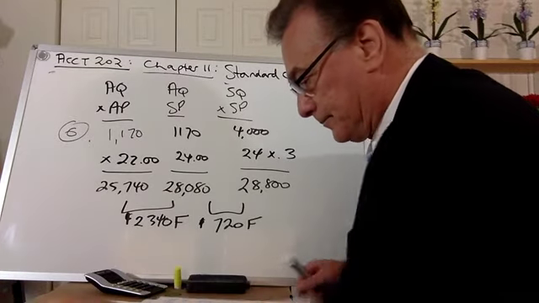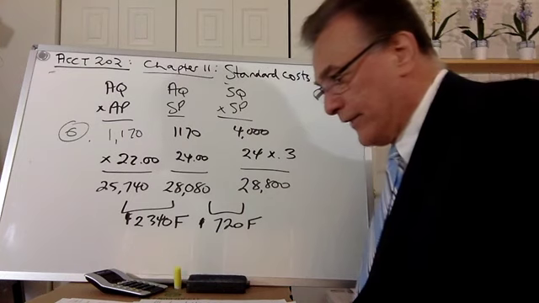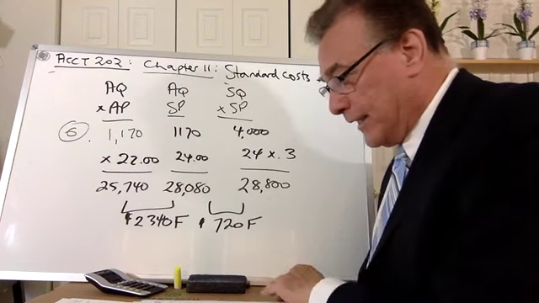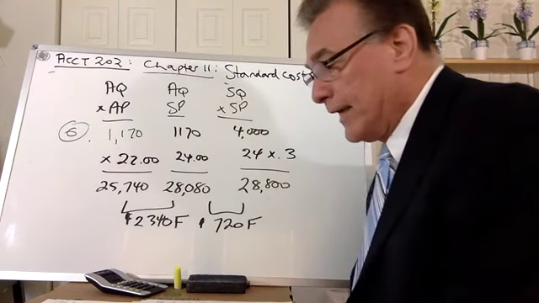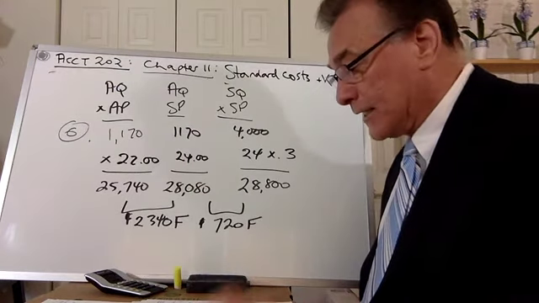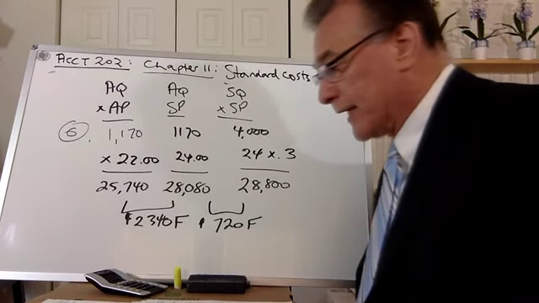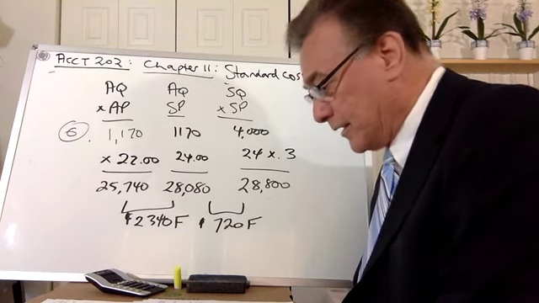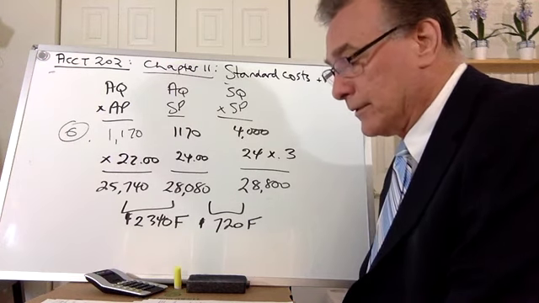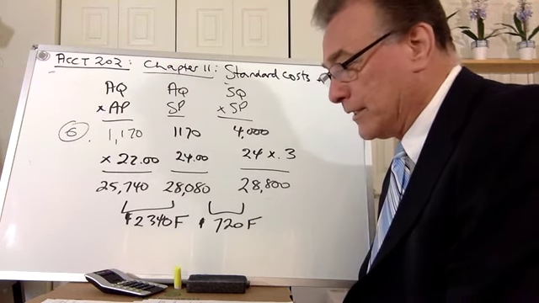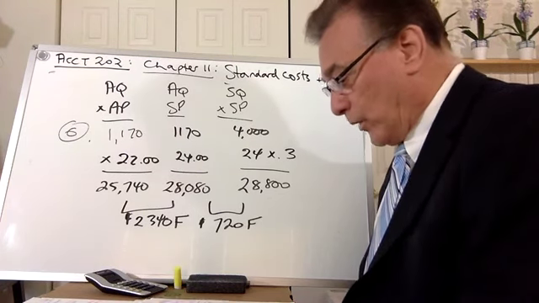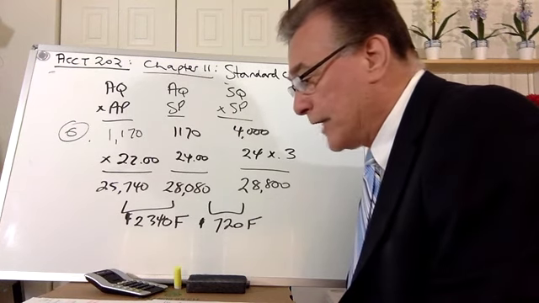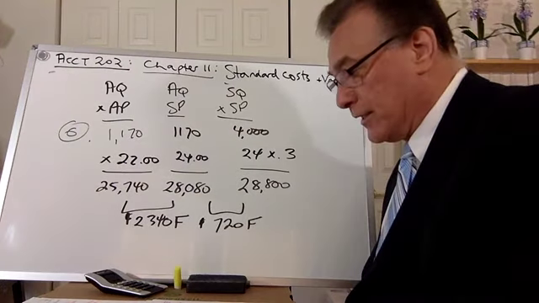Question 7 says, calculate the fixed overhead budget variance. So we're talking about fixed overhead here. Now, fixed overhead stays the same regardless of output. Remember, fixed costs stay the same regardless of output. So with the fixed overhead budget variance, we're looking at the differences between the actual and the budgeted overhead, whereas with the fixed manufacturing overhead volume variance, we're looking at the changes in the volume compared to the budgeted volume.